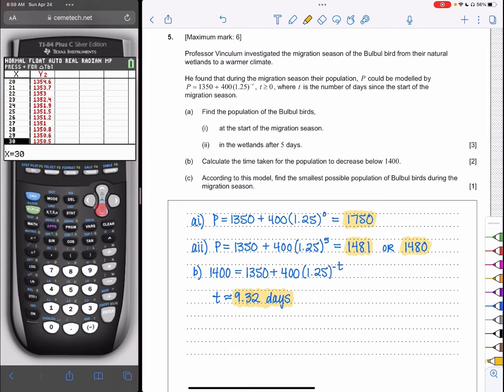So as you can see here, as I scroll on the table, I see that the lowest amount my values are getting to seems very, very close to 1350. And as you can see, when you actually click on the actual y values, it's not 1350 exactly, just close to 1350. All right, so that is my asymptote because that's going to be the smallest population there. So you just look in the table for that. All right, so that is number 5.